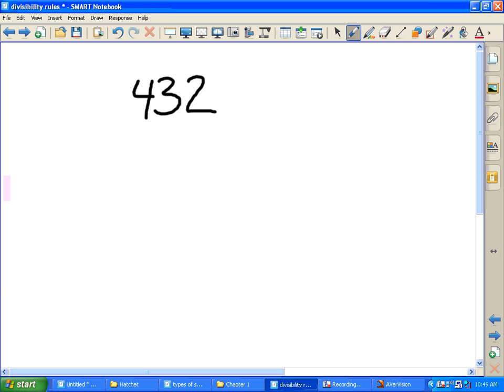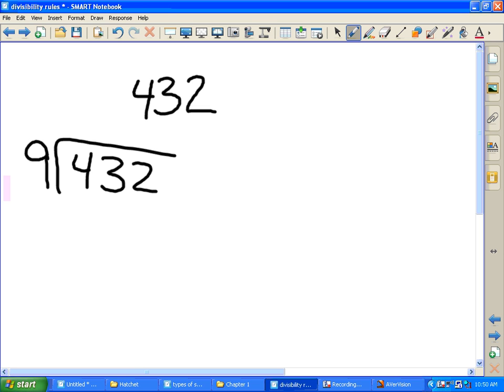Okay, 432. And I want to know, can I take this number and divide it by 9? Can I take this number and divide it by 4? Can I take this number and divide it by 3? Now, there's two ways to figure that out. The first way is I could take my big number and actually do what we would call the algorithm. Just do the division to see if I get a remainder.